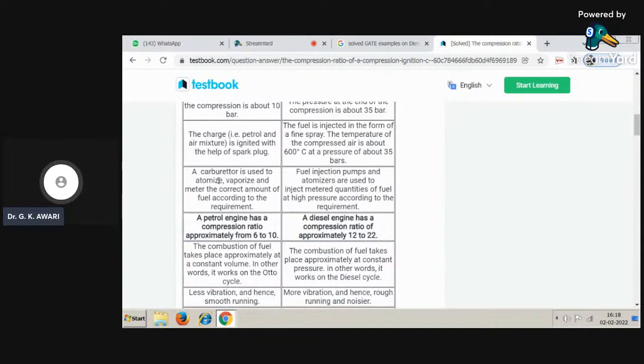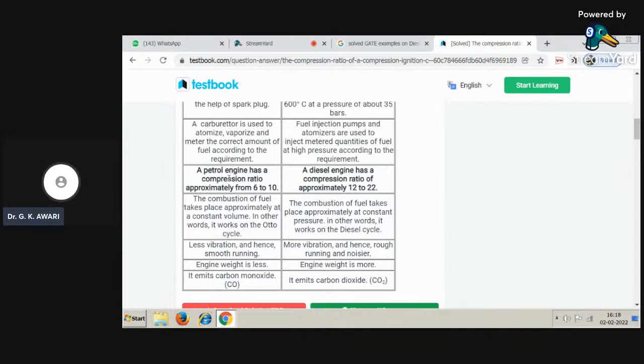In an SI engine, it is necessary to use the carburetor to atomize, vaporize, and meter the correct amount of fuel according to the requirement. And in a CI engine, fuel injection pumps and atomizers are used to inject the metered quantities of fuel at high pressure according to the requirement.